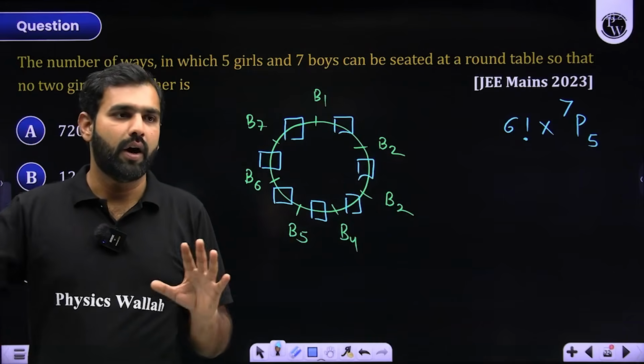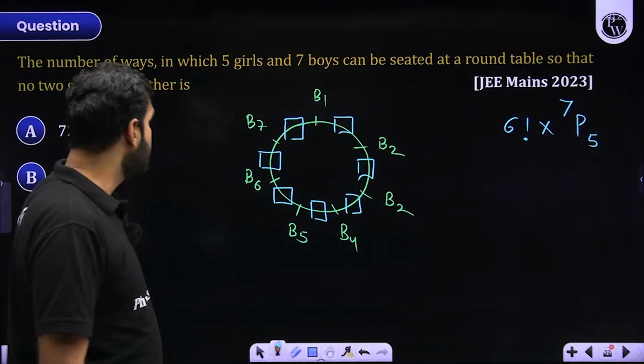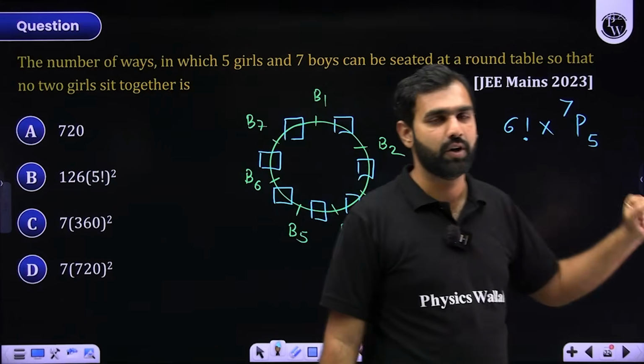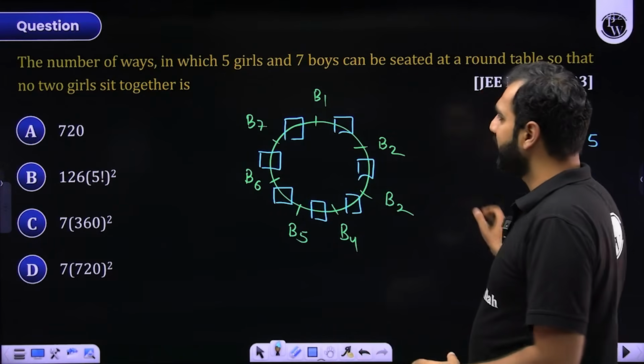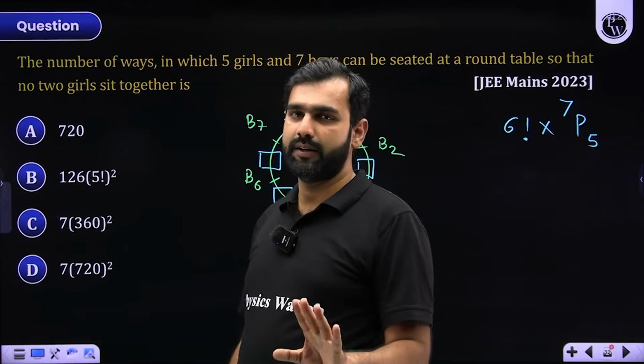So are you able to make some sense out of it? Are you able to understand how you should deal with questions based on permutation and combination? And what all you should keep in mind? What is the logical approach? So the logical approach is that girls are separated. Girls are to be separated.